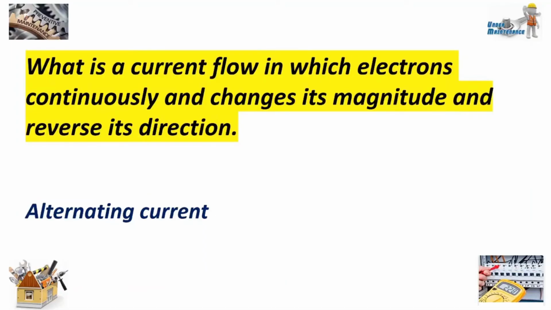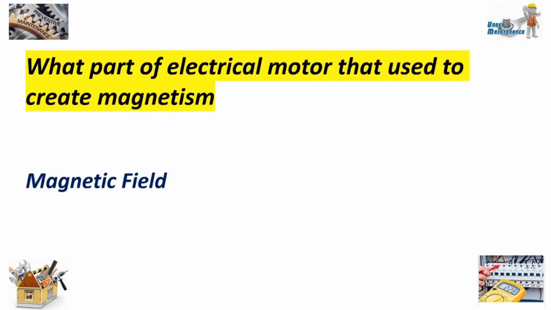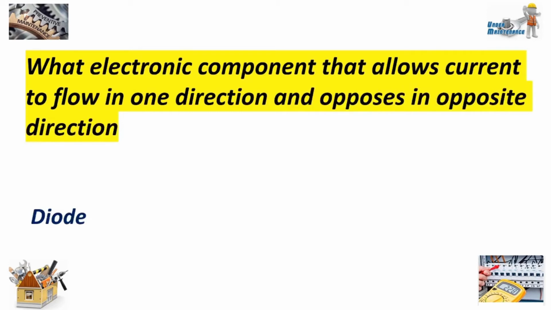What is a current flow in which electrons continuously change its magnitude and reverse its direction? Answer: alternating current. What part of electrical motor is used to create magnetism? Answer: magnetic field. What electronic component allows current to flow in one direction only? Answer: diode.